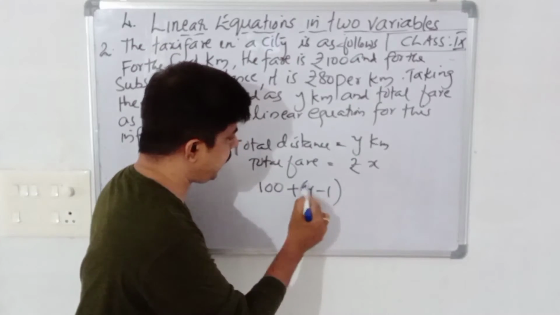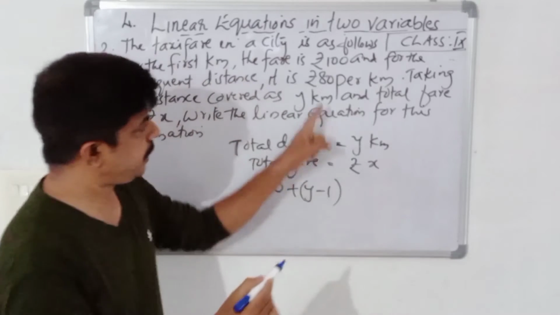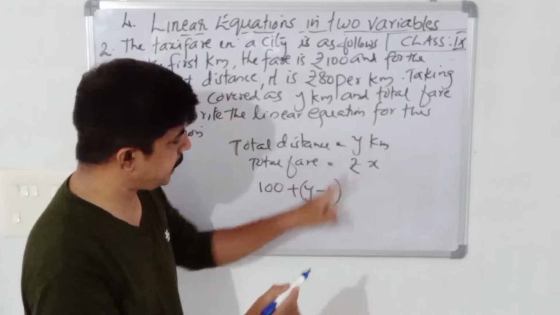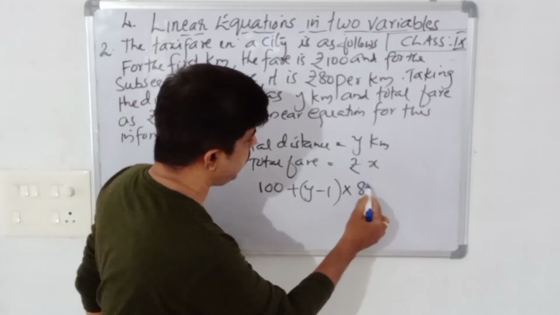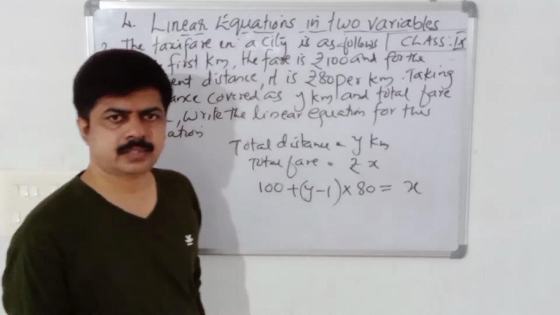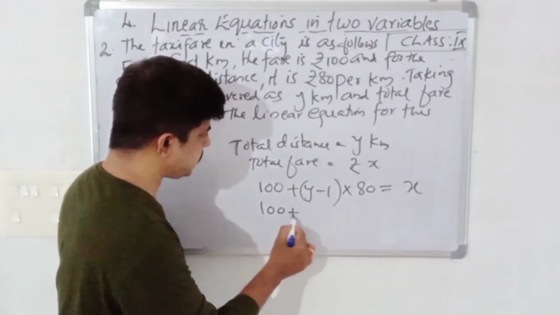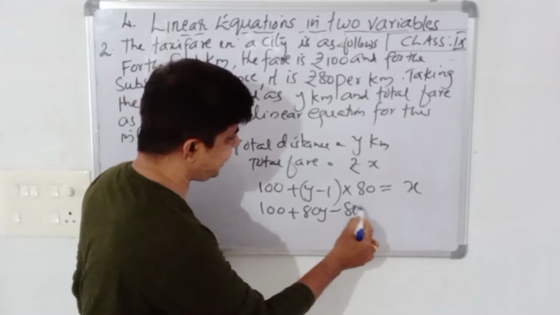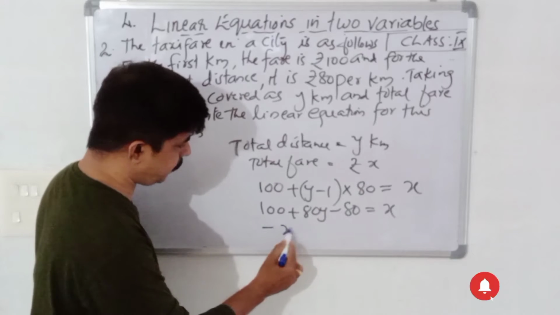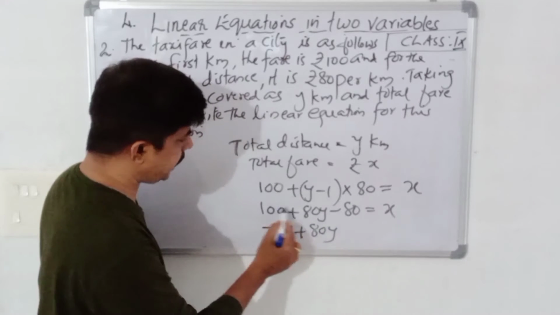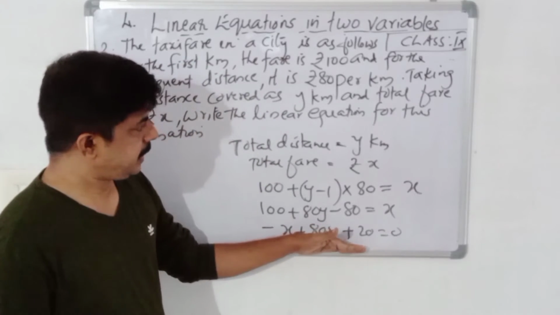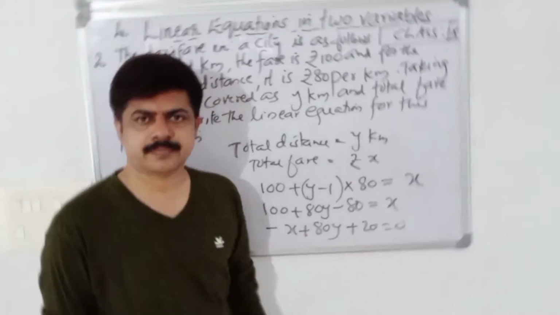For the remaining kilometers we have to pay how much amount? We have to pay 80 rupees per kilometer. Remaining kilometers means y minus 1. For the remaining kilometers we have to pay 80 rupees. Therefore the total fare is equal to x. Now let's open the bracket: 80y minus 80 is equal to x. Now x should be taken to this side: negative x plus 80y, 100 minus 80 becomes 20. Okay, we got the linear equation for the given information.